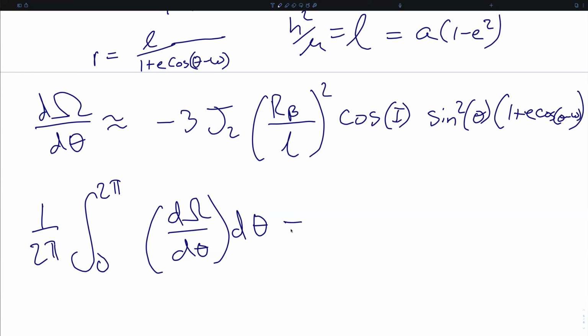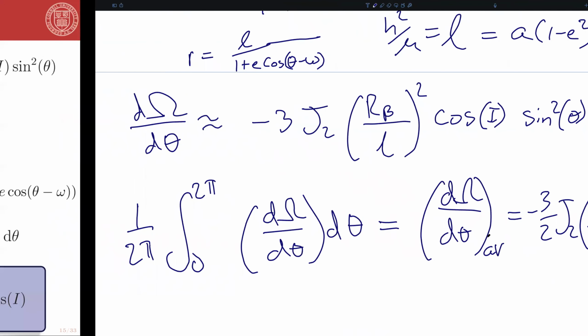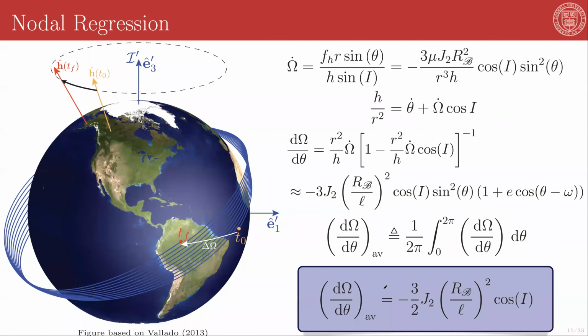And this gives us the average value of d omega d theta, which evaluates to -3/2 J2 times the body's equatorial radius divided by the semi-parameter of the orbit, quantity squared, times cosine of the inclination of the orbit. This is the expression for what is known as nodal regression.